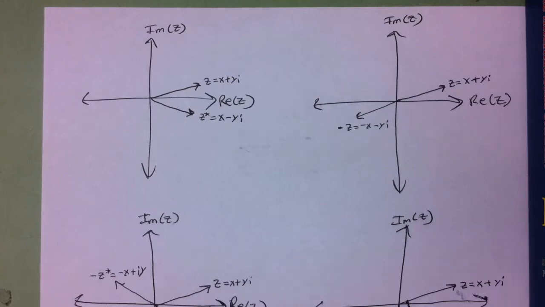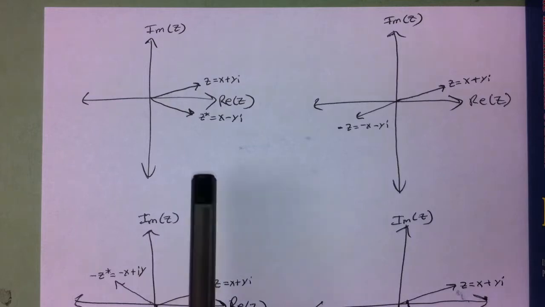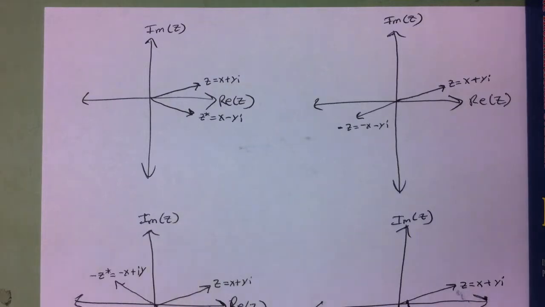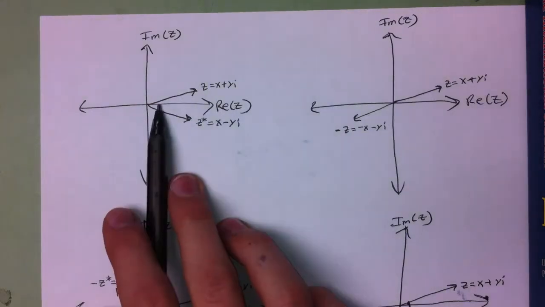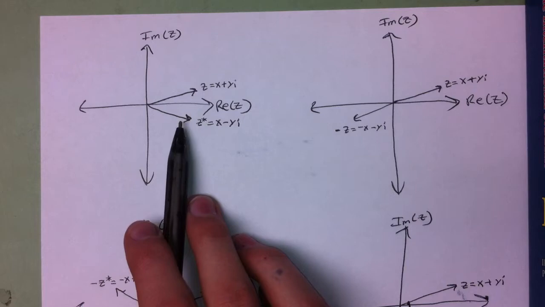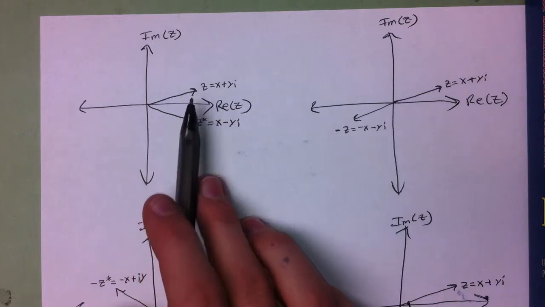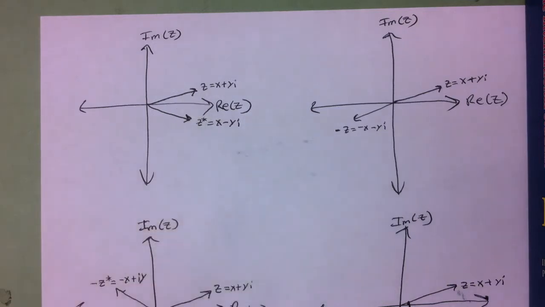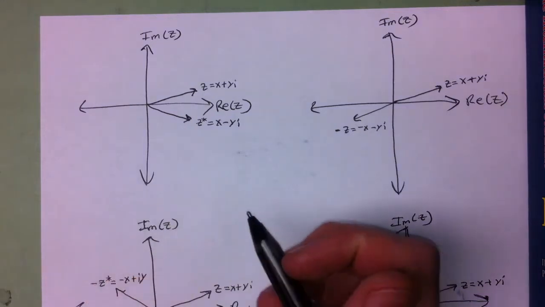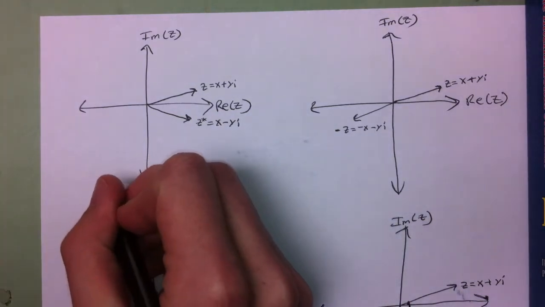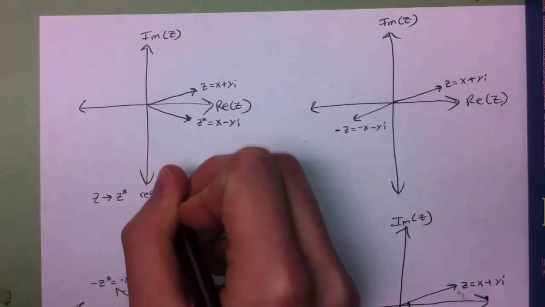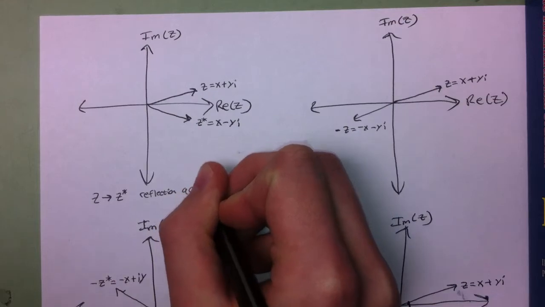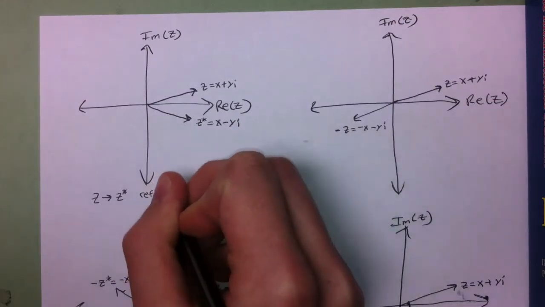Alright, in this video we're going to be discussing the transformation of complex numbers. So, the first one we're looking at is the transformation from Z to Z conjugate. And what we see here is all that's really happening is a transformation that's a reflection across the real axis. So, Z to Z conjugate is a reflection across the real axis.